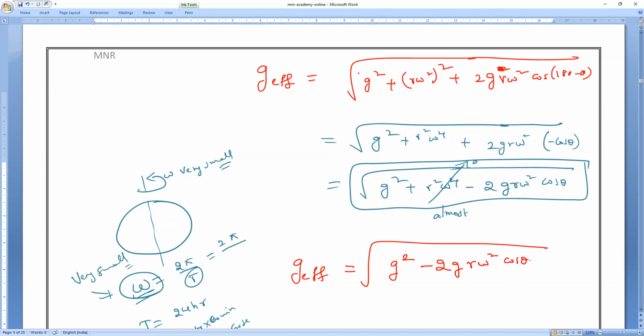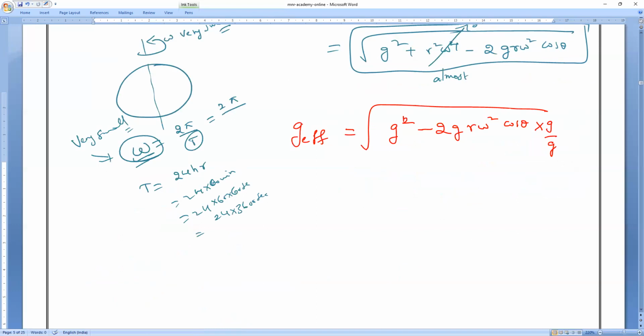Now I will multiply both numerator and denominator by g. So now you can see here, this g into g will become g square. So I will get the answer step by step. I'm writing minus 2g square r omega square cos theta divided by g. So any problem, anybody, till here?